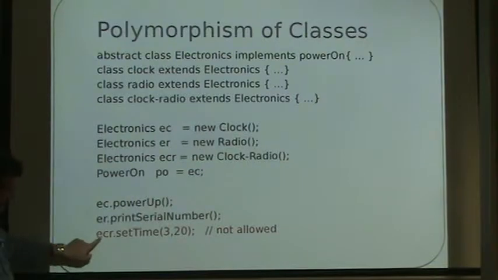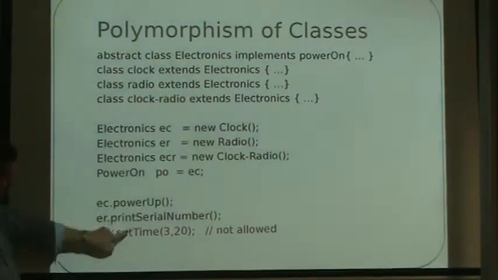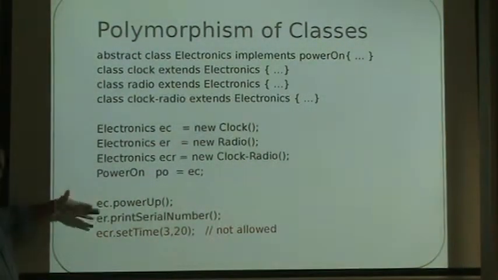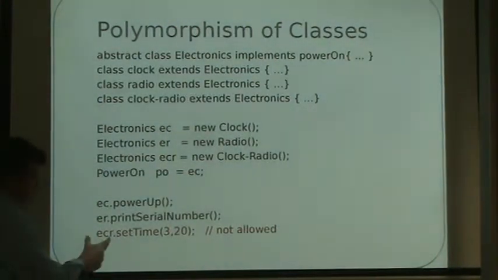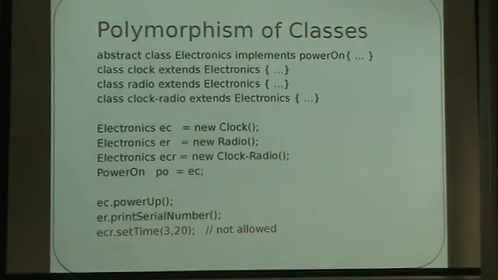Even though what the electronic clock radio reference is pointing to has a method called setTime, the compiler won't know what this is pointing to as your program is running. It can't follow, as you're moving references around, what it's going to be pointing to. So it's going to tell you we don't have a method called setTime in the electronics class. So you wouldn't be able to call that method.